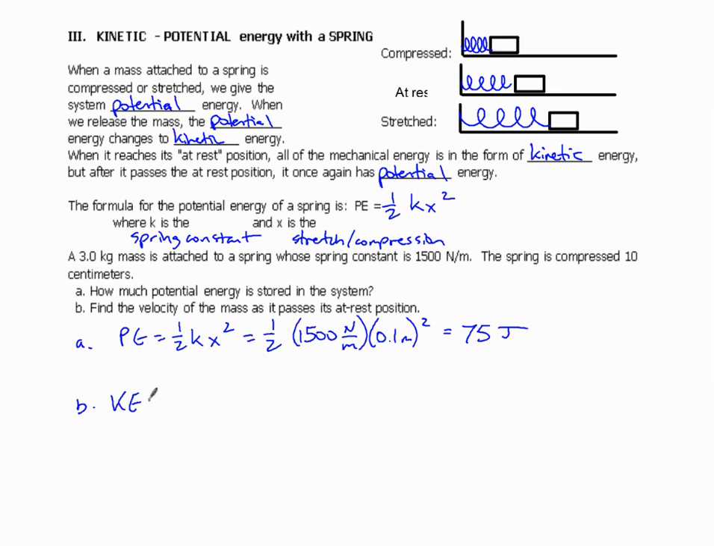And when it comes to kinetic energy, this is the potential, this is the kinetic when it reaches equilibrium. We know the mass is 3, and we're looking for velocity, where v squared is 5, and the velocity comes out to 2.236 meters per second.